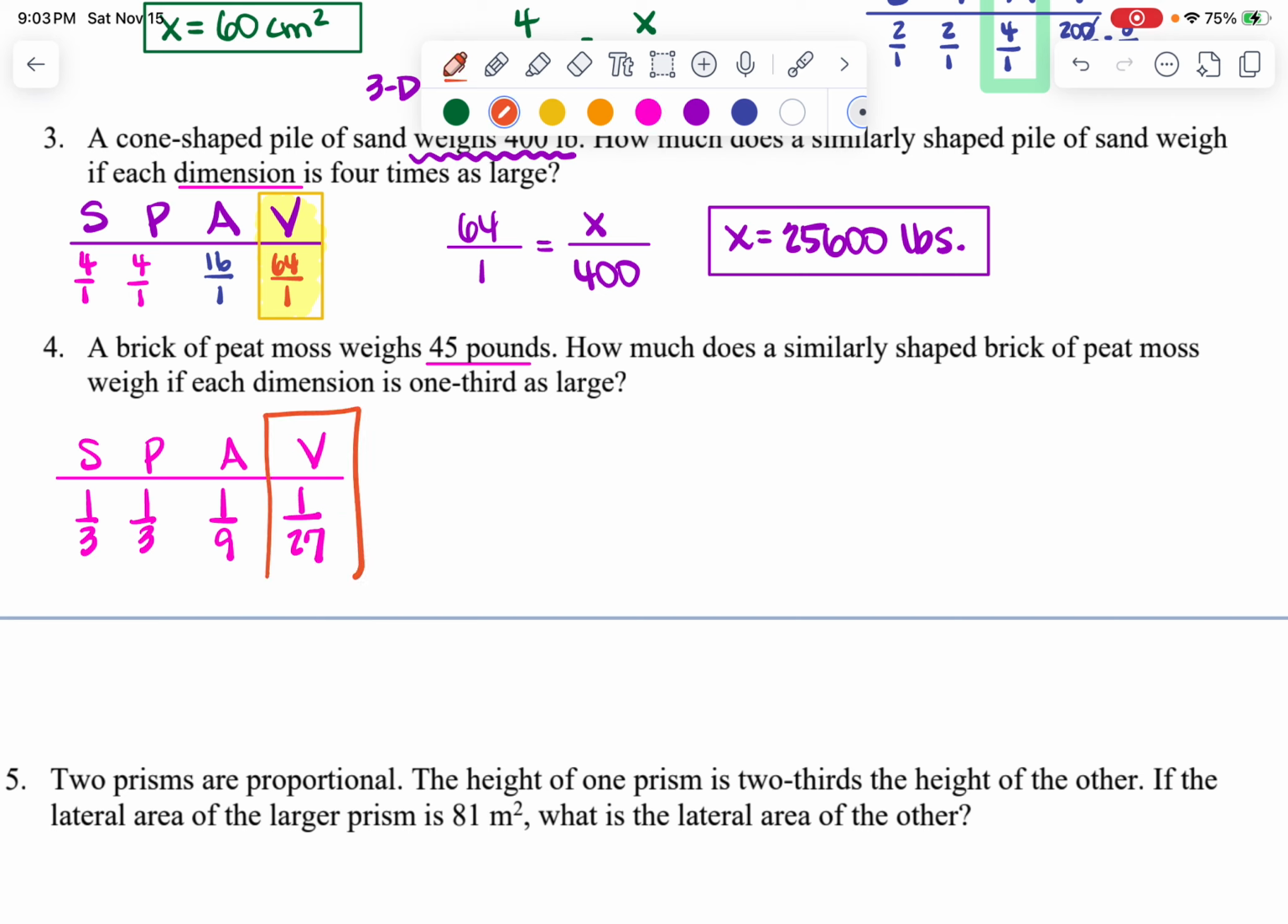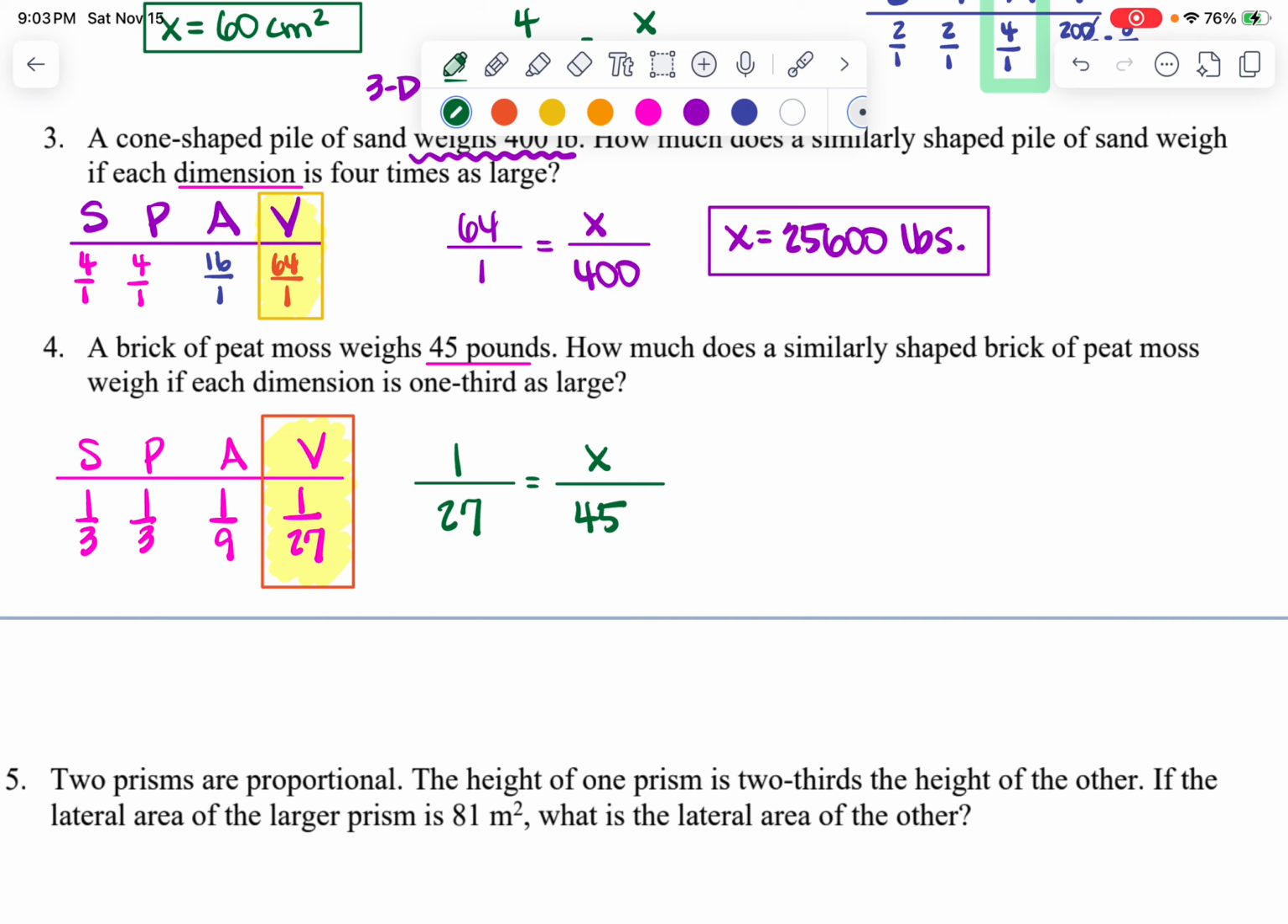And since we're talking about weight, that's a volume dimension technically. So we're going to set up our proportion. If you're setting up a proportion, we want to use that 1/27. So 1/27. All right, so the brick of peat moss weighs 45 pounds. How much does peat moss weigh if each dimension is 1/3? So the one we're finding is the smaller one.